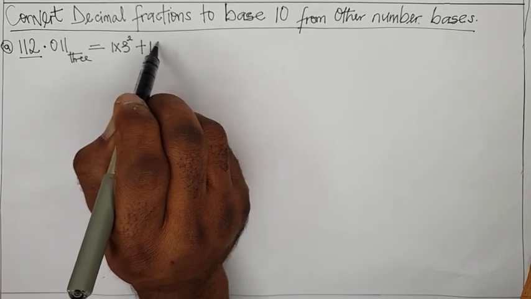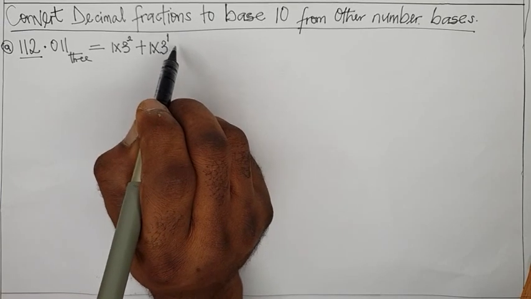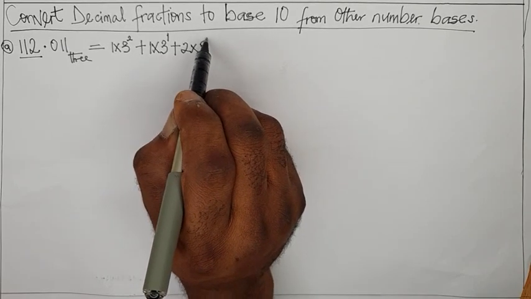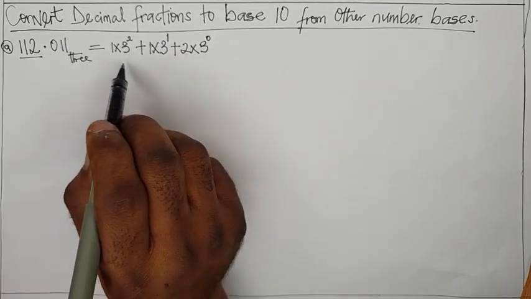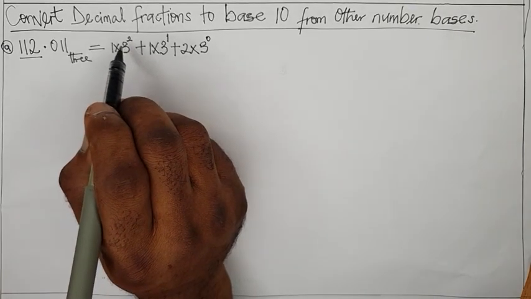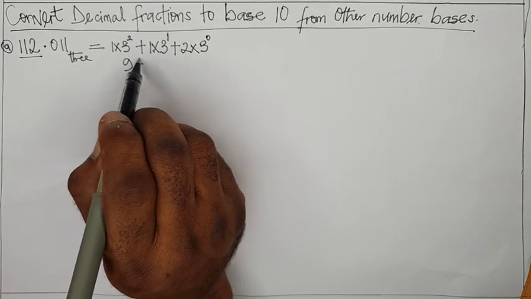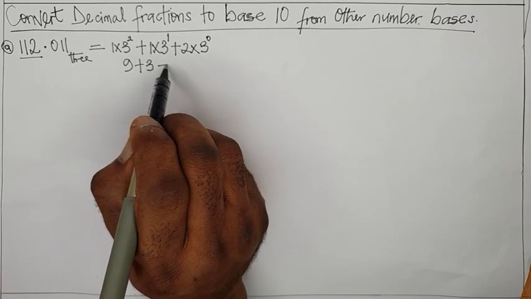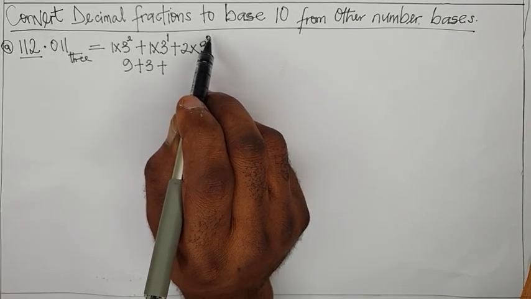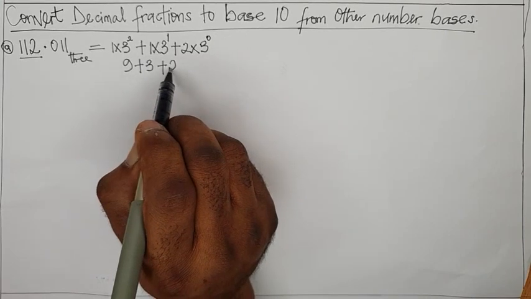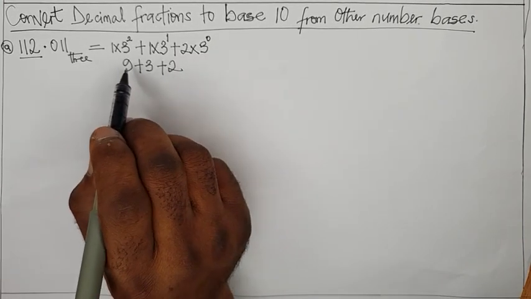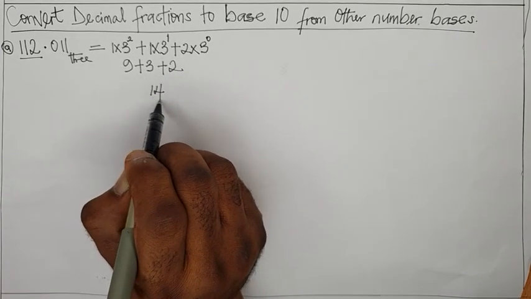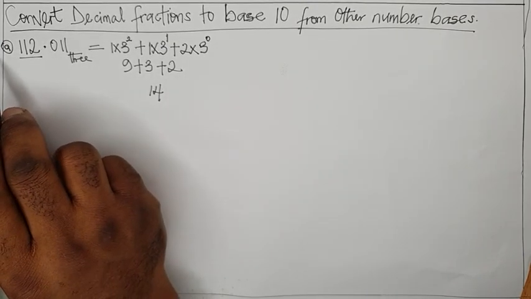Plus 1 multiplied by 3 to the power of 1, and plus 2 multiplied by 3 to the power of 0. Now if we simplify this part, 3 squared gives us 9. So 1 times 9 is 9. Add 3 to the power of 1 gives us 3. So 3 times 1 is 3. And add 3 to the power of 0 is 1. So 1 times 2 is 2. So on the whole number part, we have 9 add 3, 12. 12 add 2, 14. It's going to be 14 for the part without the decimal.